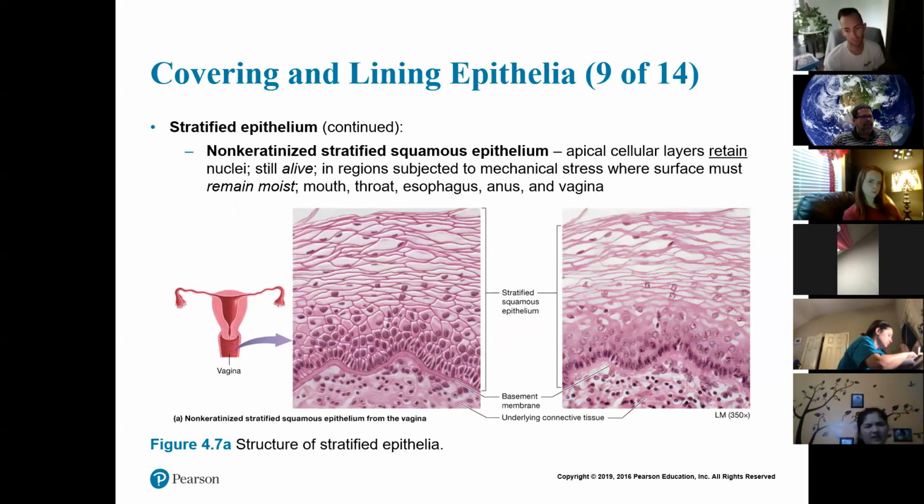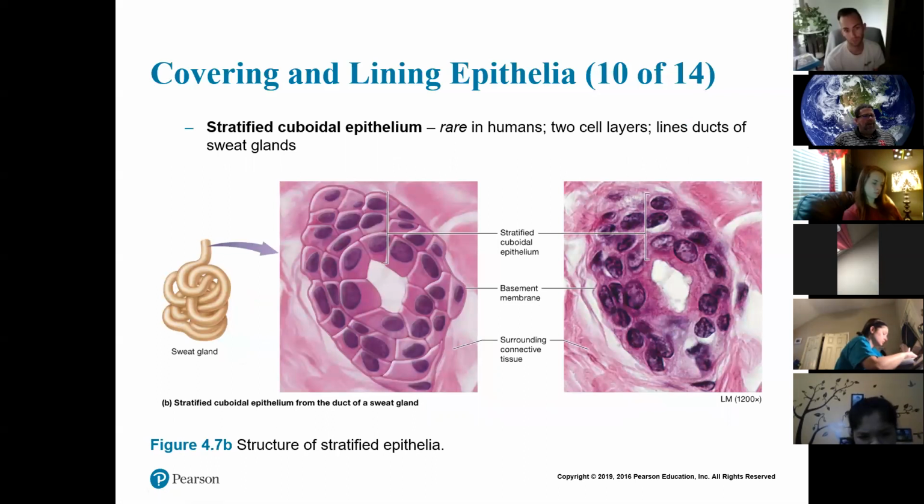We looked at the esophagus in lab. Now, we do have a couple that are in the lab book, but I don't usually put on the midterm, but here's one of them, stratified cuboidal.